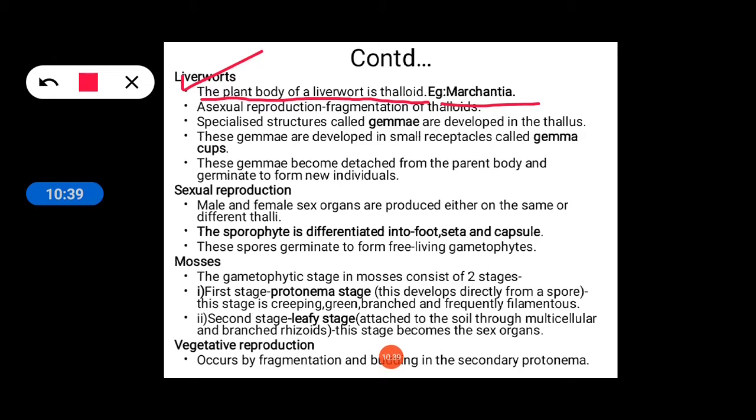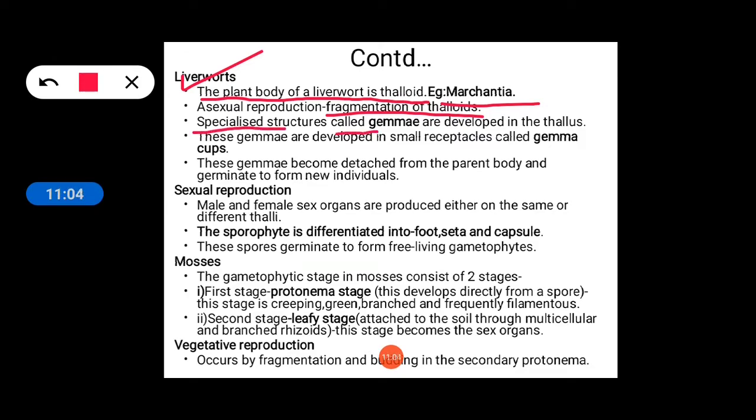Asexual reproduction is by fragmentation of thalli. How does asexual reproduction in liverworts take place? It takes place by the fragmentation of thalli. Thalli are leaf-like structures, and from those thalli various fragments arise and they form new individuals.